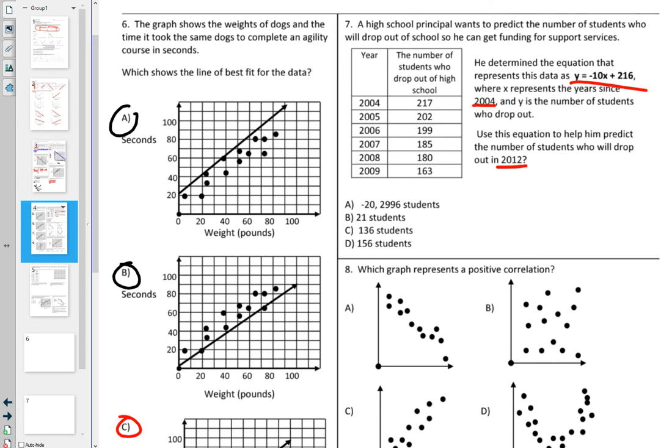If you are in 2012, how many years have passed since 2004? 8. That's what you would plug in. I would hope nobody puts negative. That makes sense. So we're really down to either B, C, or D. So negative 10 times 8 plus 216. My math skills tell me it is 136.